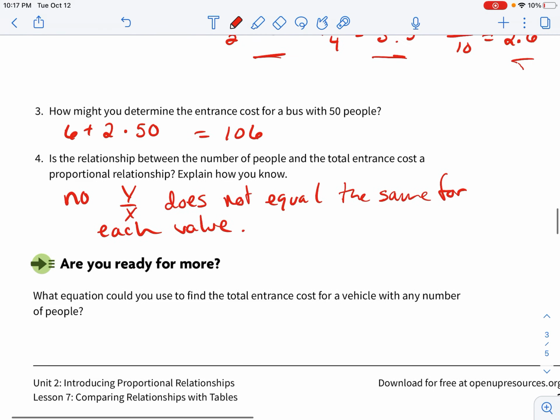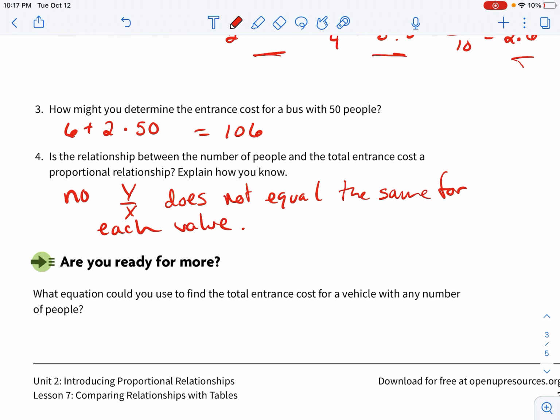Okay. So it says, what equation could you use to find the total entrance cost for the vehicles with any number of people? Well, we can set that up as y is our total cost. And we know that our total cost comes from $2 times the number of people. So x will be the number of people in this case. So 2 times that plus our $6 entrance fee. So that gives us the equation for that table.